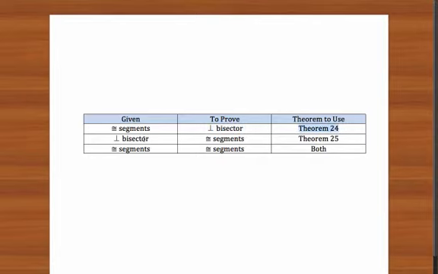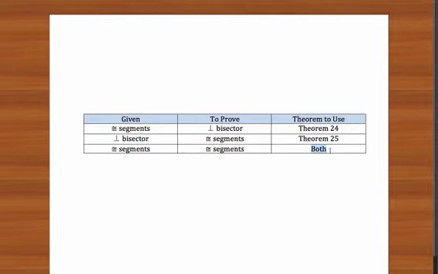On the other hand, if we're given or we see perpendicular bisector and we have to prove congruent segments, then you're going to want to use Theorem 25. Now sometimes, as we'll see in an example, we're given congruent segments and we have to prove congruent segments, in which case you're going to end up using both Theorem 24 and Theorem 25. I'll upload this chart so that you can download it into your notes.